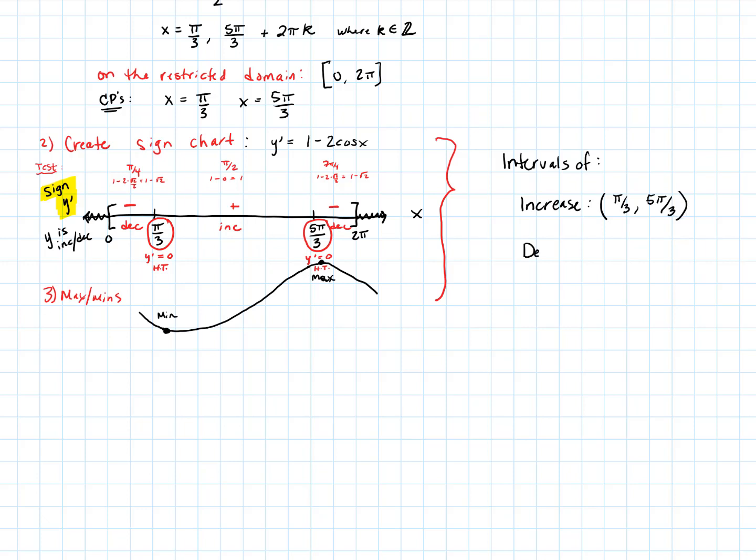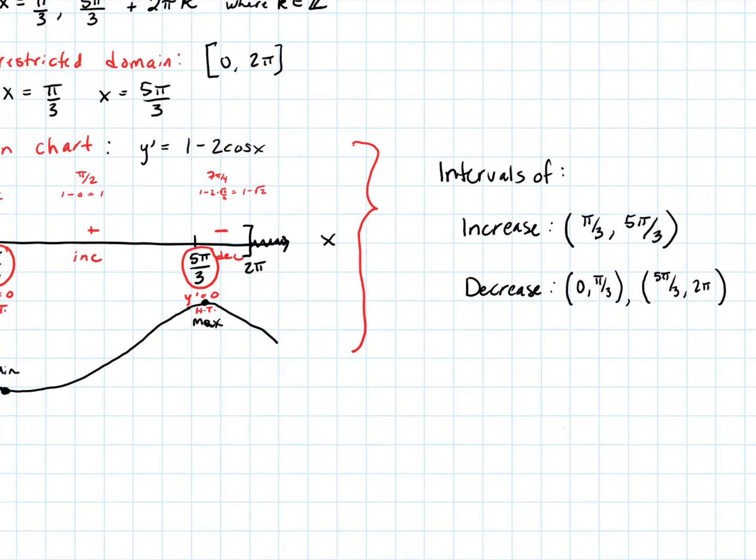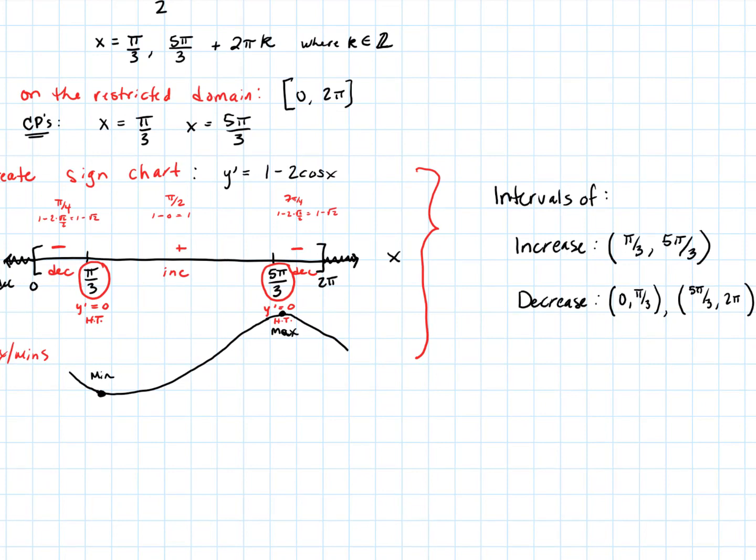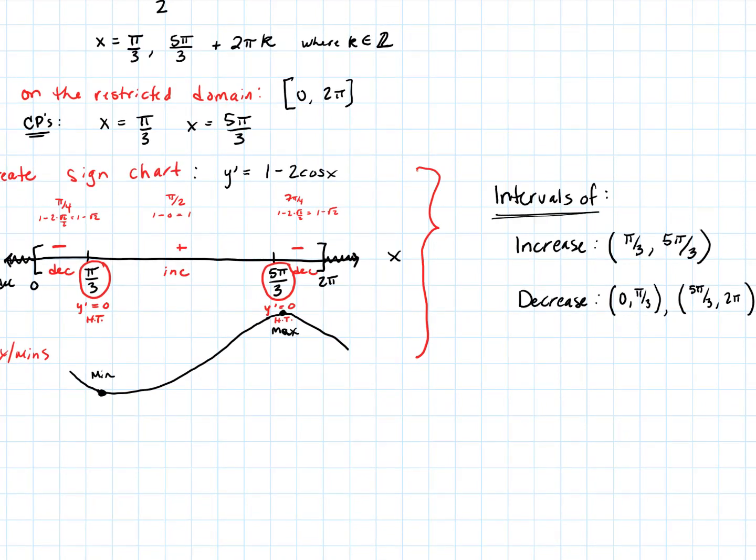And then where are we decreasing? So let's state our intervals of decrease here. We have our two intervals of decrease. We are decreasing from 0 to pi over 3, and then we're decreasing again from 5 pi over 3 to 2 pi. And we can see that we're pulling that right off of the sign chart.